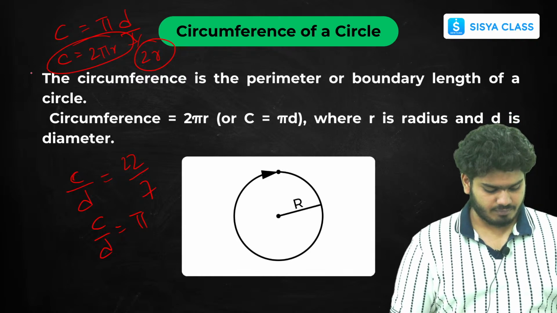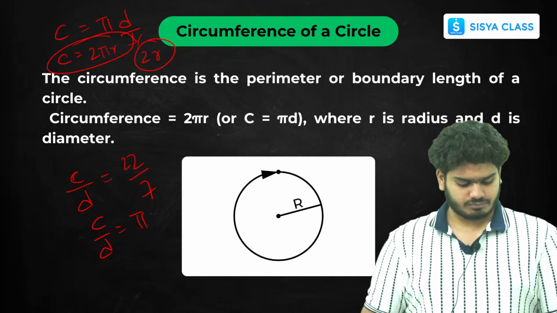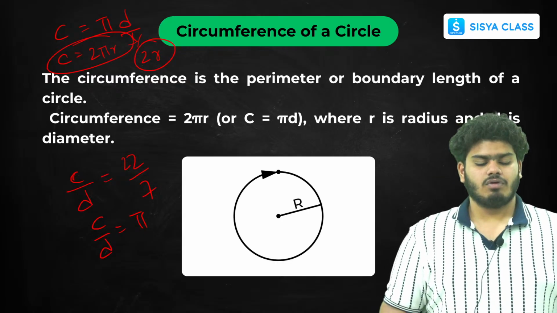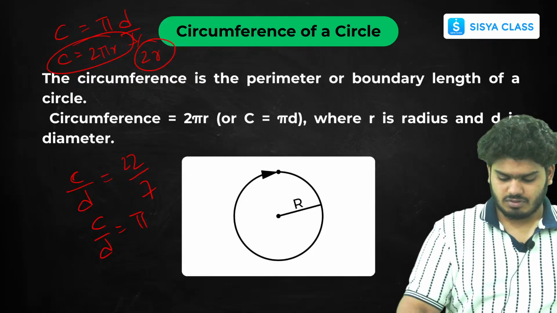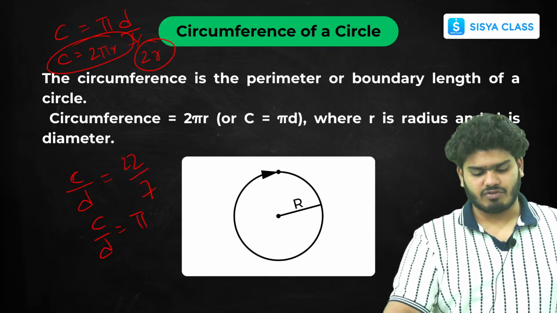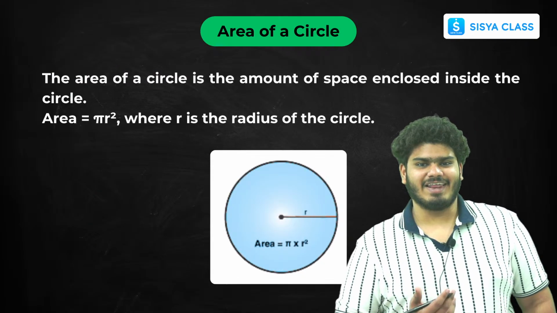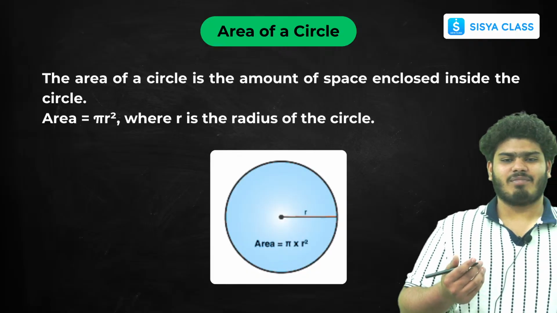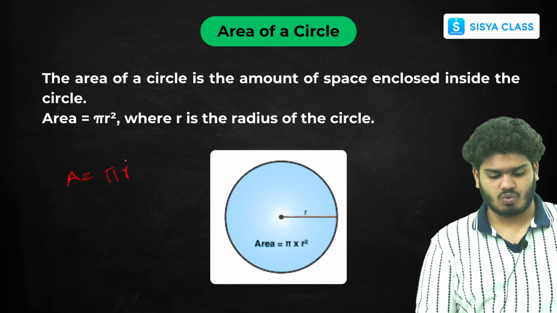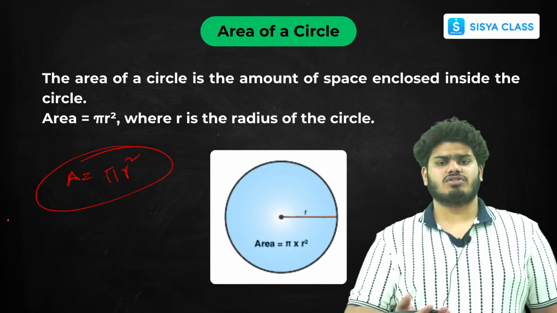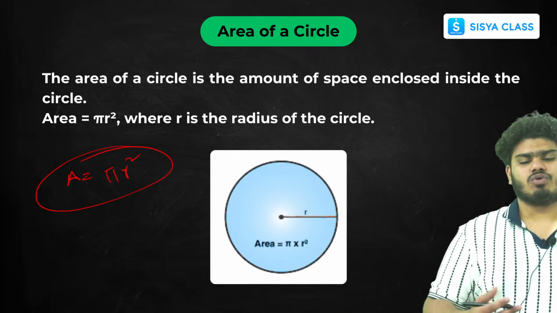In this way, we will be finding the circumference of a circle. So it's very easy. Let us go into the next one. So what is the area? We already know that area is equal to pi r square, right? So area is equal to pi into radius whole square.